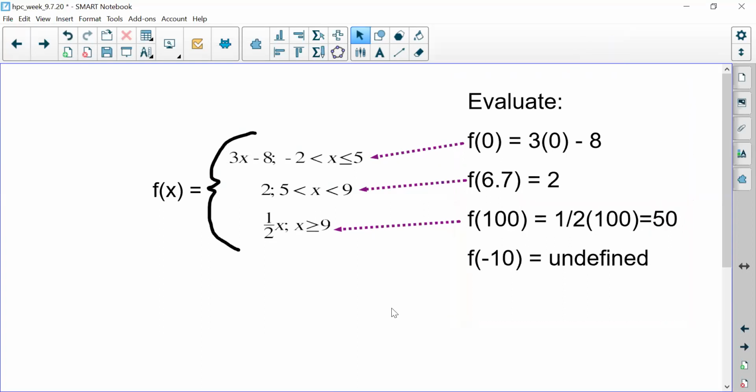And f of -10, well, -10 is not greater than 9. -10 is not between 5 and 9. And -10 is not between -2 and 5. So -10 is nowhere in the domain, therefore it's simply undefined. F does not know what -10 is.